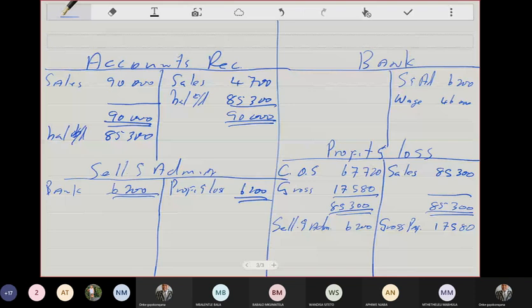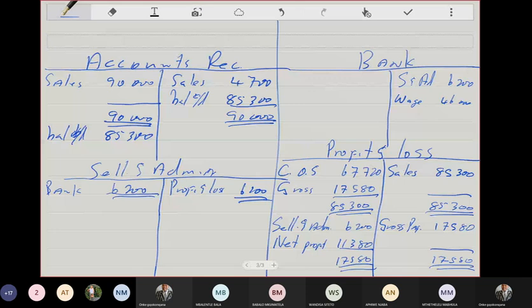Then we redo again the balance of that. Yes, the net profit 17,580. Therefore, our net profit that we have is 11,380. So we've managed to indicate those as per the requirement.